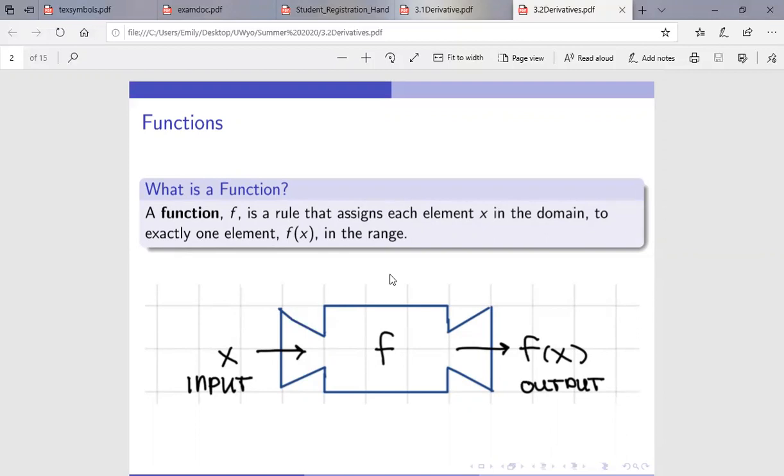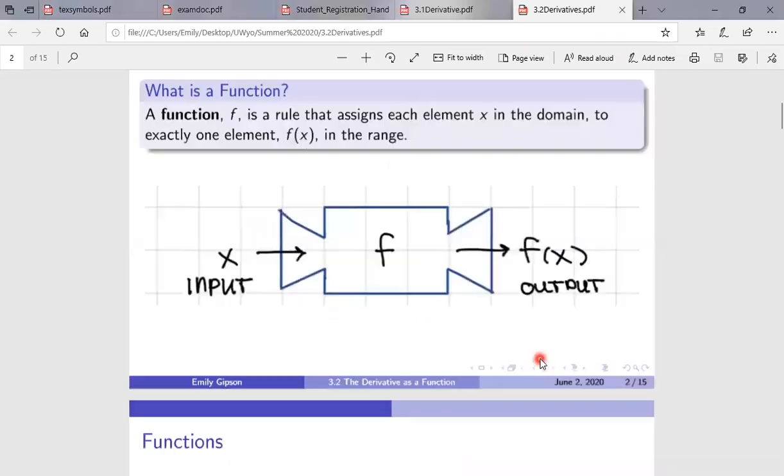So here I have a cute little diagram that I've drawn myself, and it's a little black box or a little machine of sorts that takes in some sort of input x that goes into my machine. f does something to it. Maybe we know what's going on, maybe we don't know what's going on, and it gives us some sort of output, f of x. So I use the words domain and range, and what exactly does that mean?